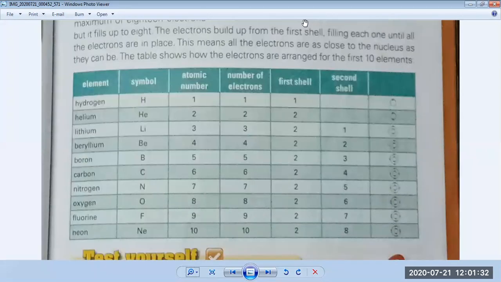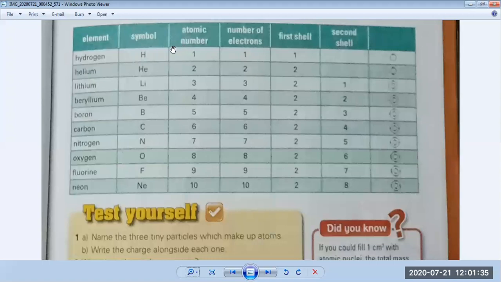Now we will discuss the first 10 elements which are given in the periodic table, which we will discuss on the next page. The first element of the periodic table is hydrogen. Its symbol we show by capital H. Its atomic number is 1. It means it has only one proton. The atomic number means the proton number, and the proton number is always equal to the electron number. So if there is one proton, there should be only one electron. And in the first shell, how many electrons will come?